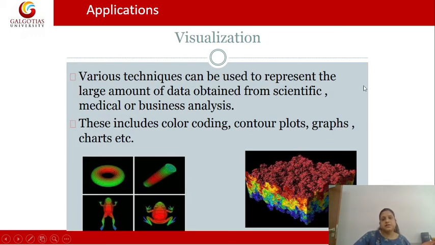Next is visualization. Various techniques can be used to represent the large amount of data obtained from scientific, medical, or business analysis. These include color coding, contour plots, graphs, charts, etc.